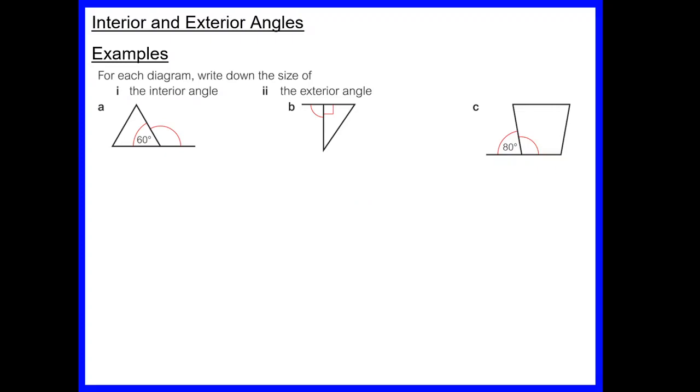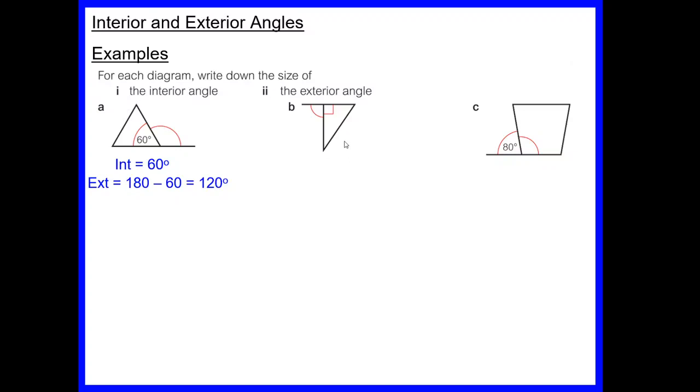Okay, so let's have a look at how we use that fact then to find interior and exterior angles. So we'll start with some examples. So we're asked to find the interior angle and the exterior angle for each of the shapes below. So for the first one then, the interior angle inside the shape here, we're told is 60 degrees. To find the exterior angle, angles on a straight line add to 180 degrees. So 180 minus 60 means the exterior angle is 120 degrees.